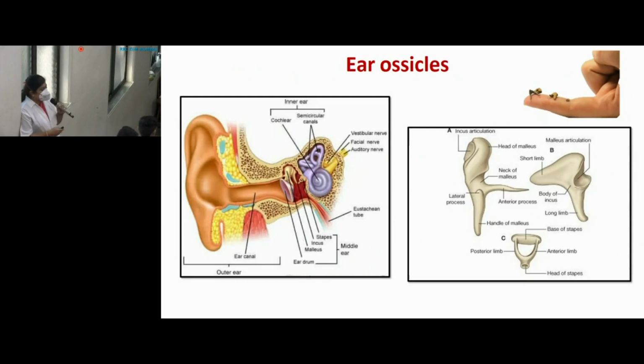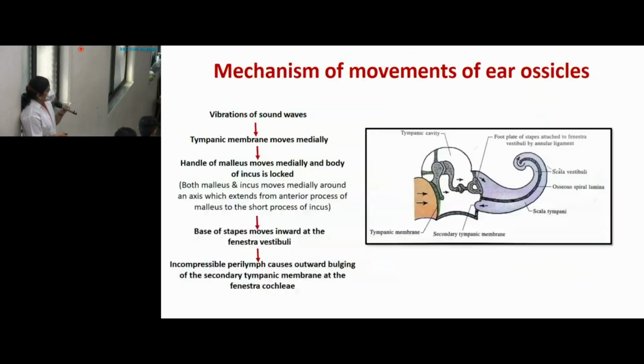So these two joints are present in the middle ear cavity, and you can see the size of these ear ossicles. Your last dissection will be on this middle ear cavity, where you will be dissecting on a total of 3 or 4 cadavers. So you can see these ear ossicles in the last dissection, not today's dissection. So this is the mechanism of movement of the ear ossicles.